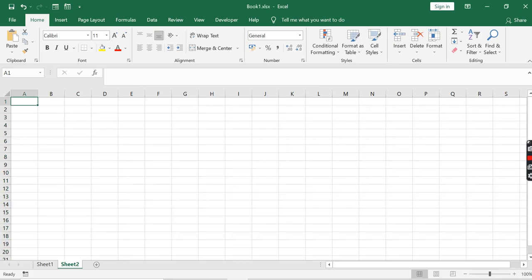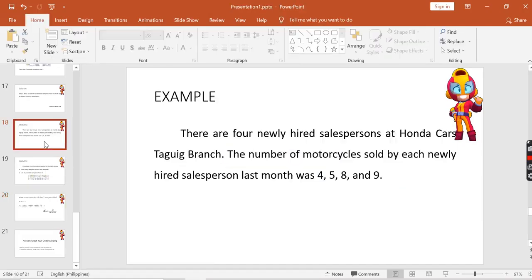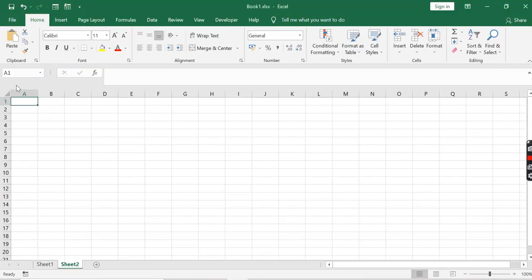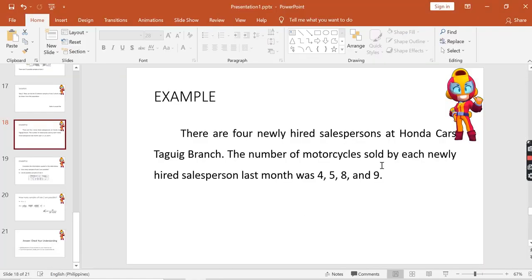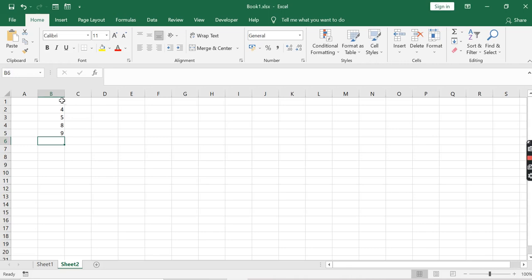So let's go back to the problem. Sorry guys, I forgot. So we have 4 newly hired employees. Okay, so 4, 5, 8, and 9. So those are the data. 4, 5, 8, and 9. So these are the motorcycles sold, MC sold. Let's say we have employee 1, employee 2, and we'll just simply drag it down. There. Okay.